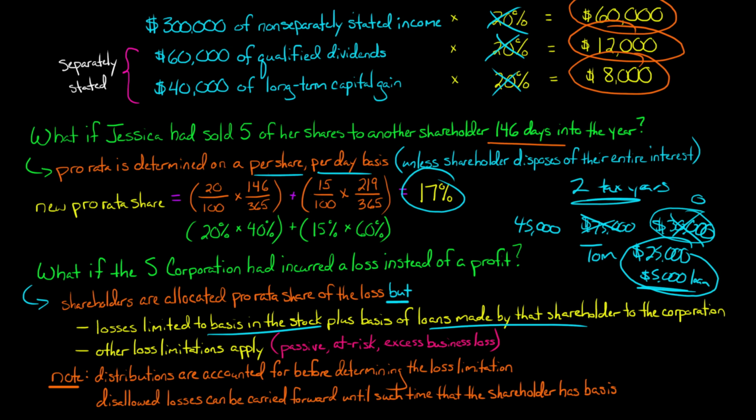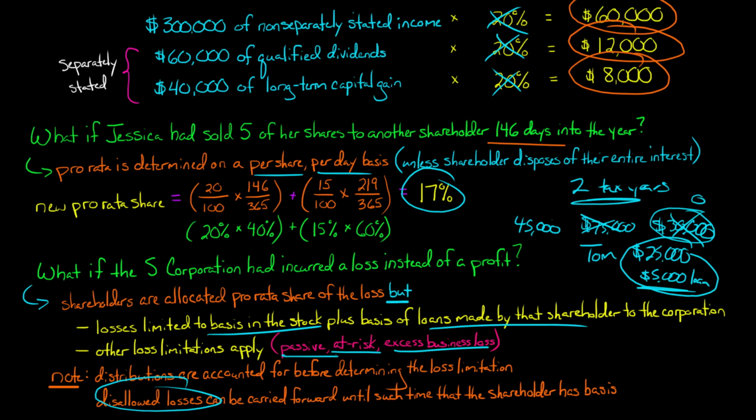Now, other loss limitations apply. There's the passive loss rules under Section 469. There's the at-risk limitations under Section 465. And there's also the excess business loss limitation under Section 461. So those loss limitations apply as well. Now, a couple things to note. Number one, any distributions made to shareholders are accounted for before determining the loss limitation pertaining to basis and so forth. Next thing I want to note is any losses that are disallowed.